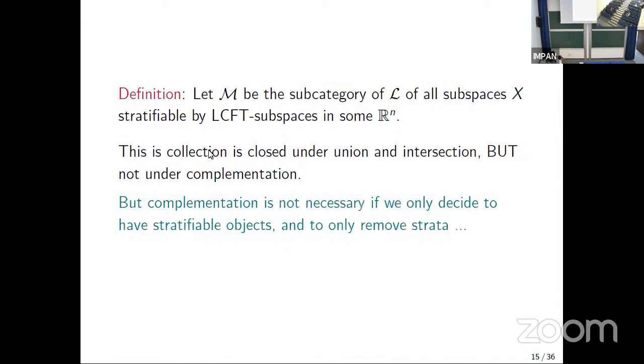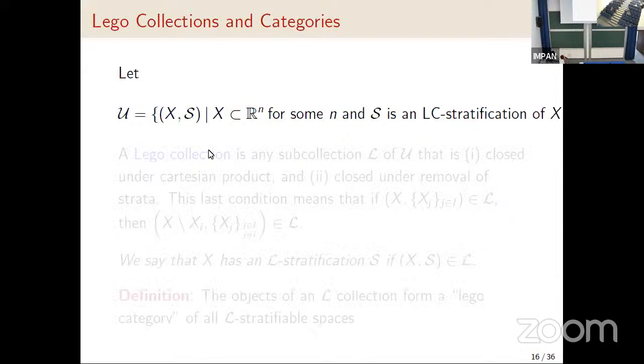So let N be the subcategory of all subspaces which can be stratified by locally compact subsets. But I asked also the finite, so LCFT. Now they are all LCFT. Is it any better? Well, not so. I mean, the complementation is not always there. Okay, so I want to introduce something we call Lego collections.